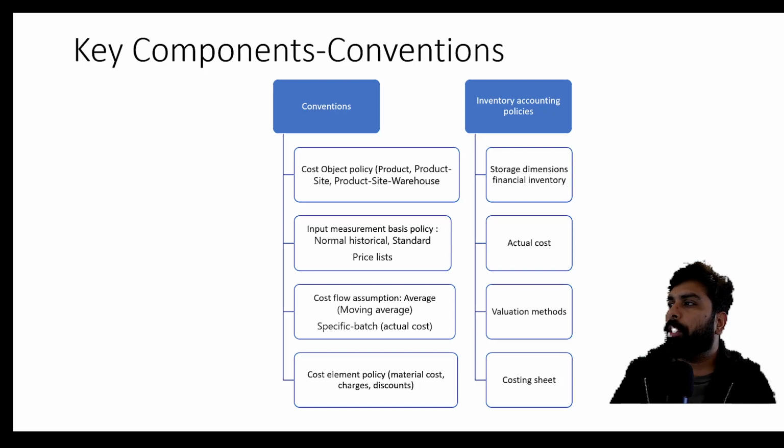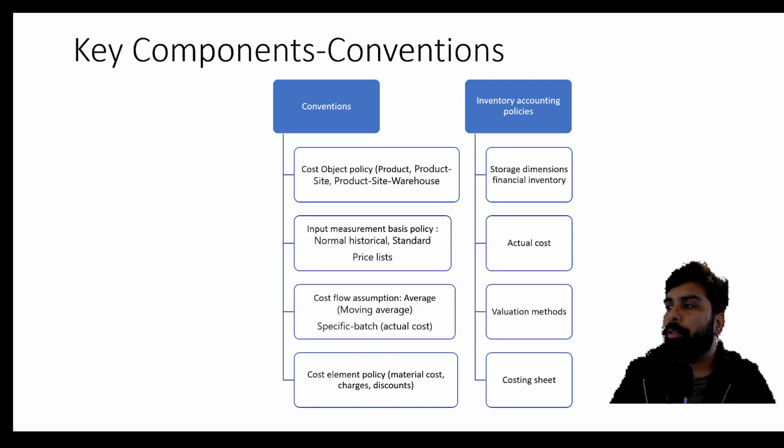Now the next thing is the cost flow assumptions. Right now there are two options: one is average and one is specific batch. Average is similar to the moving average in D365 inventory valuation, and specific batch means that you want to go down to the batch level of that particular product, and it is going to give you an actual cost for that particular product. This is equal to the different inventory valuations which we have in D365, like FIFO, weighted average, standard cost, and other methods.